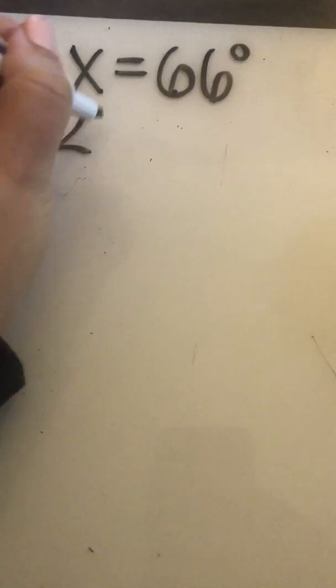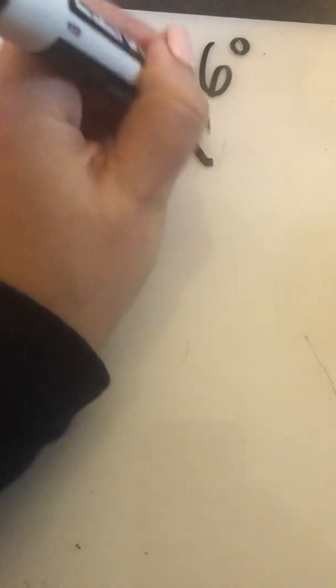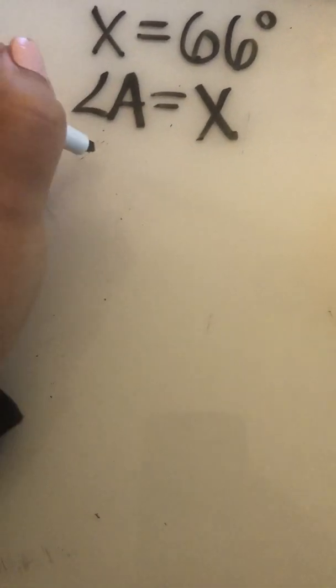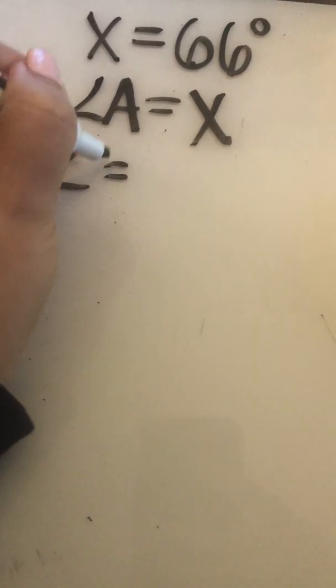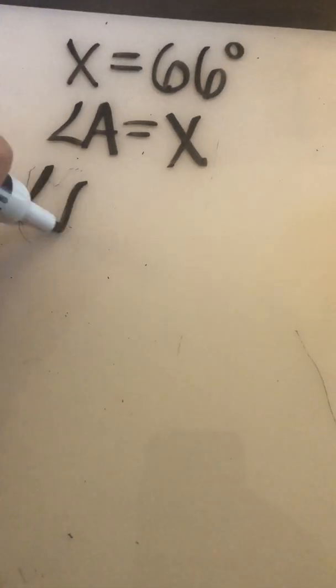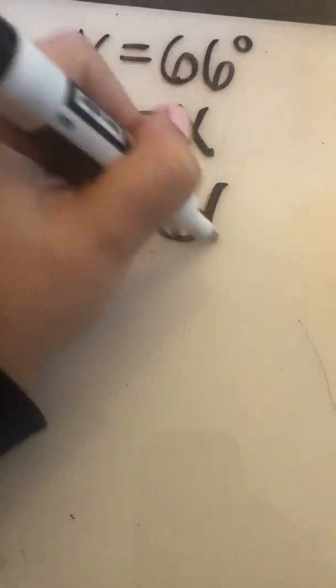So angle A we had was equal to x. So if angle A equals x, then angle A equals 66 degrees, because that's what x is. So we didn't have to do a lot of work for A.